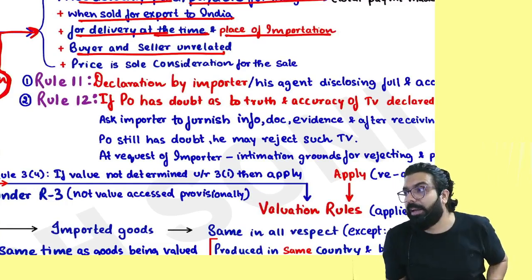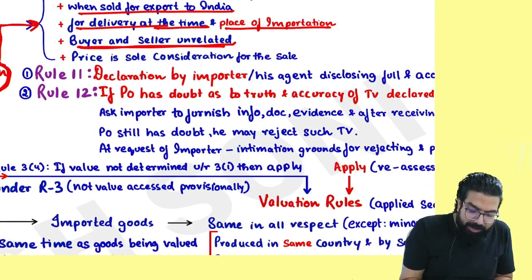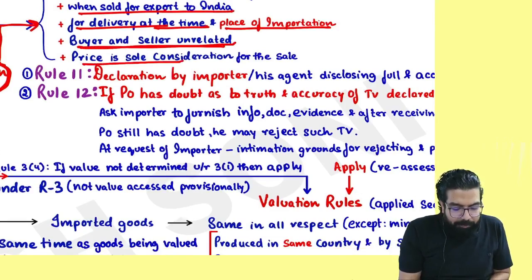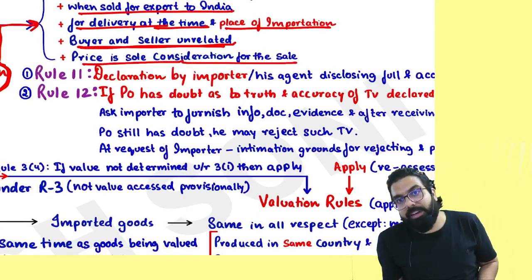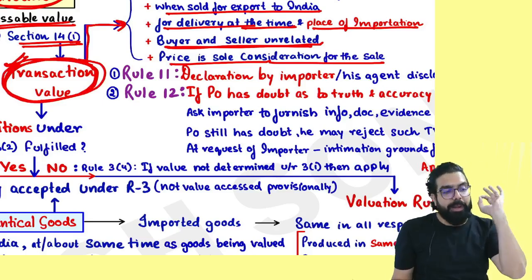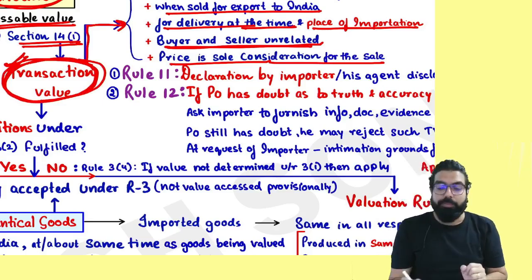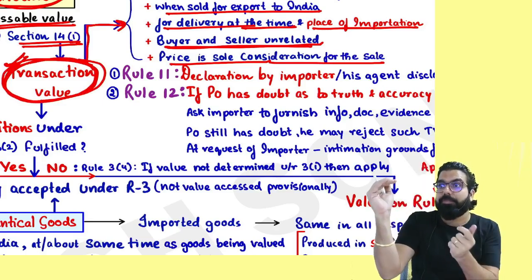transaction value cannot be taken. Then valuation rules have to be applied. So buyer and seller should be unrelated and price should be the sole consideration. Then only you can go ahead and take the transaction value. Remember one thing, everyone, whenever you have the transaction value, now you have to file your bill of entry.